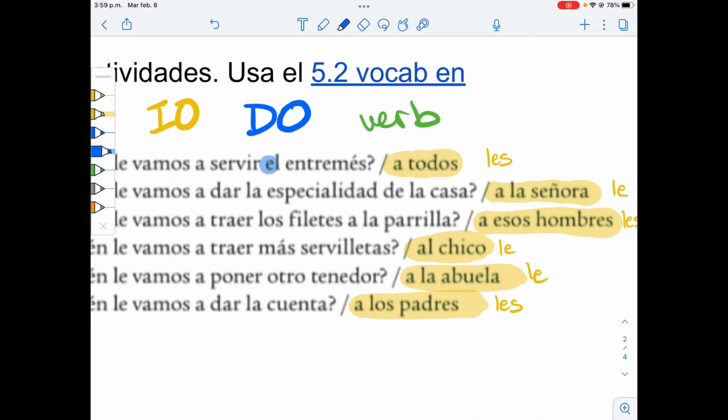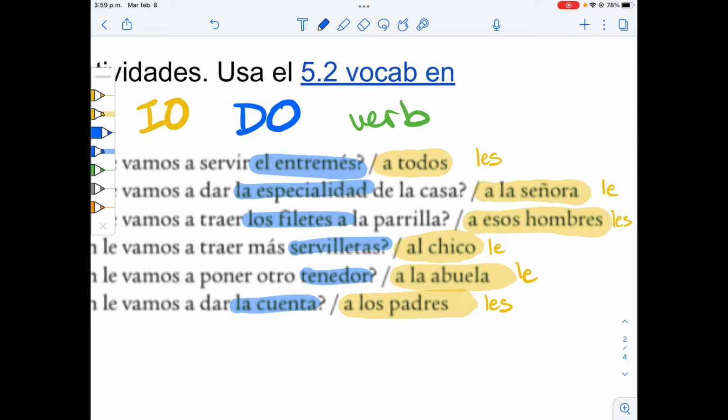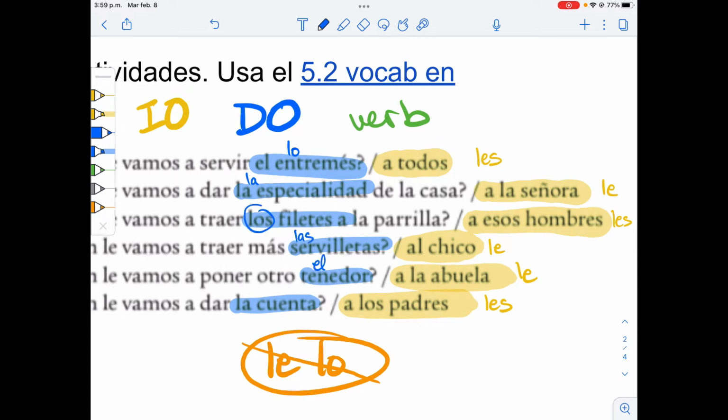But we're going to undo all our hard work, because look, now when we pick our direct objects, that's el entremés, la especialidad, los filetes, las servilletas, el tenedor, la cuenta. Two things are going to happen. One, I'm going to kind of run out of room to make this look pretty. And then we're going to have a lay low situation. Okay. So el entremés, lo. La especialidad, la. Los, las, lo. And la.